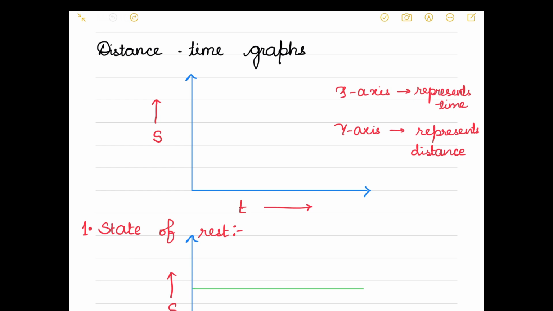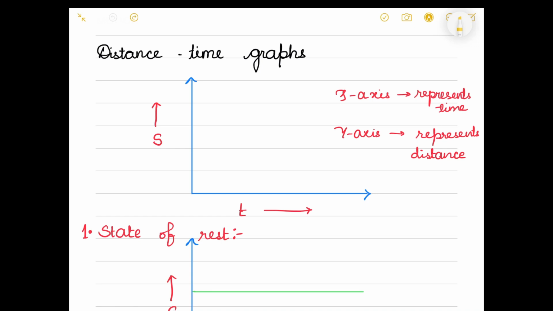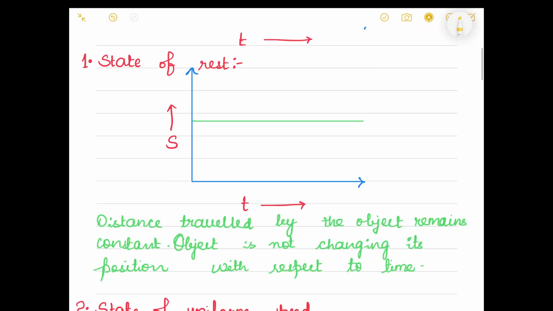The first graph we will be discussing is the distance time graph. We can represent the state of rest, uniform speed, or even measure the speed by using the distance time graph. In the distance time graph, the x-axis represents time and the y-axis represents distance. First of all, if a body is in the state of rest, then its graph would be a straight line parallel to the x-axis in which we take the time.